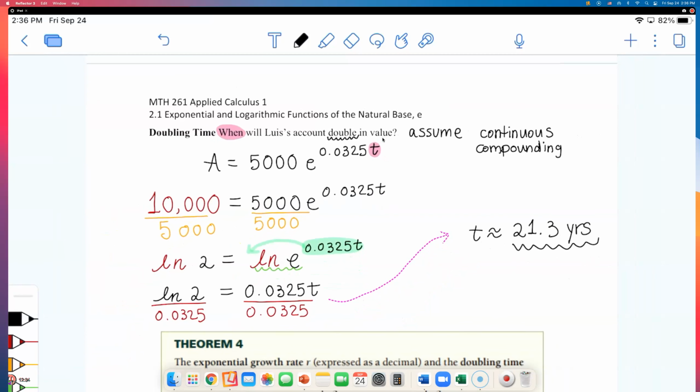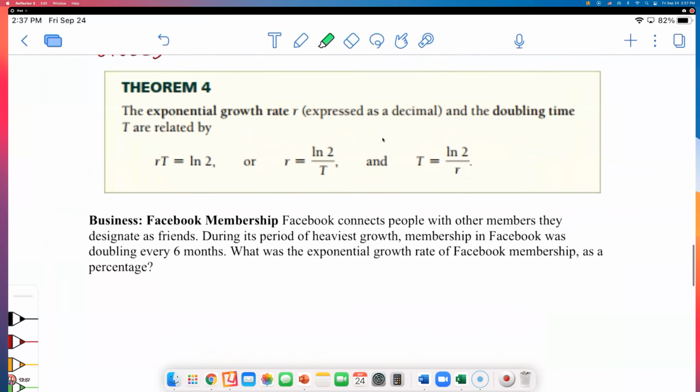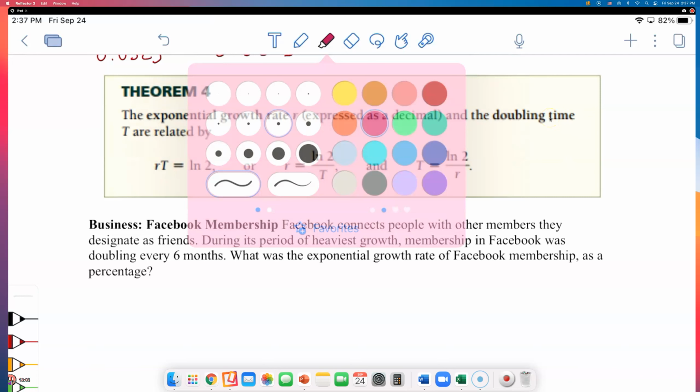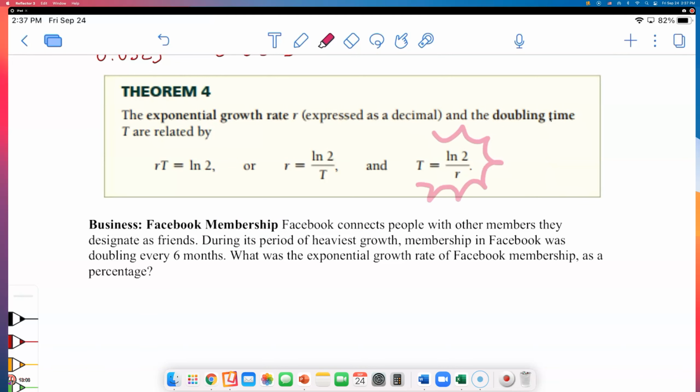But here's the thing, you do not have to solve an equation like this every time you're looking for doubling time. There is a formula. It's always going to be natural log of 2 divided by the rate. If it's tripling time, you'll do natural log of 3. In the theorem, we give you the exponential growth rate r, and the doubling time t is equal to this right here. So you can use this instead of solving an equation every time. This is the doubling time formula, and I will use that to solve this Facebook problem.